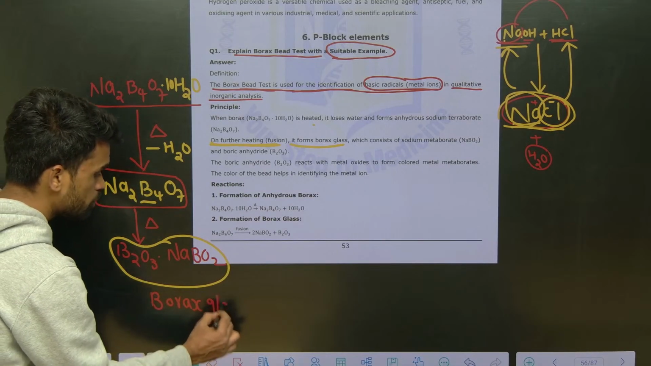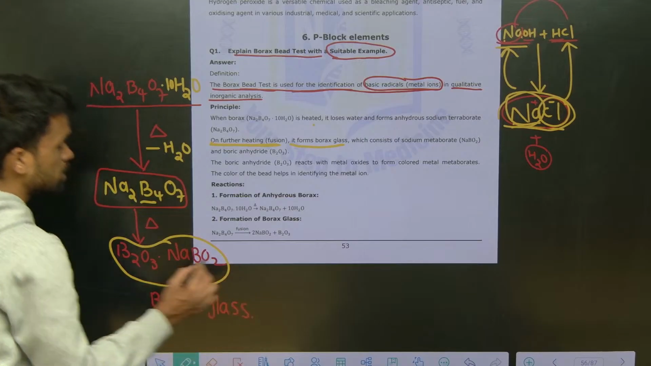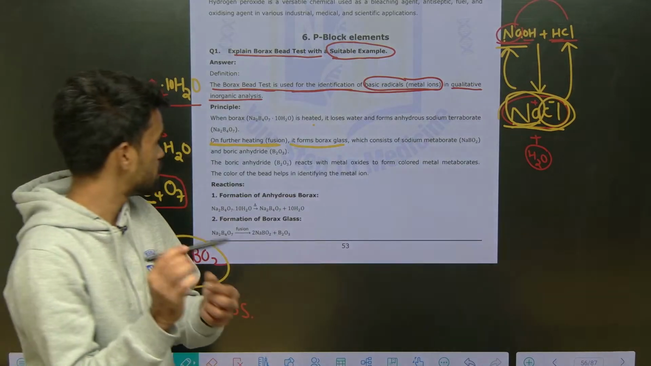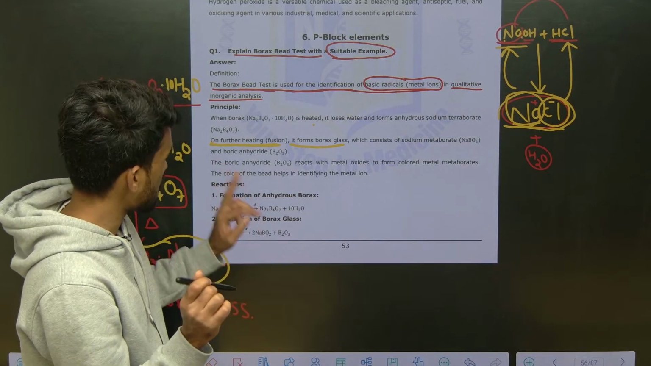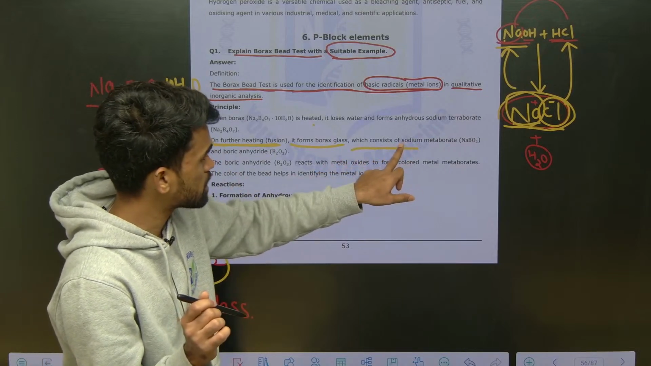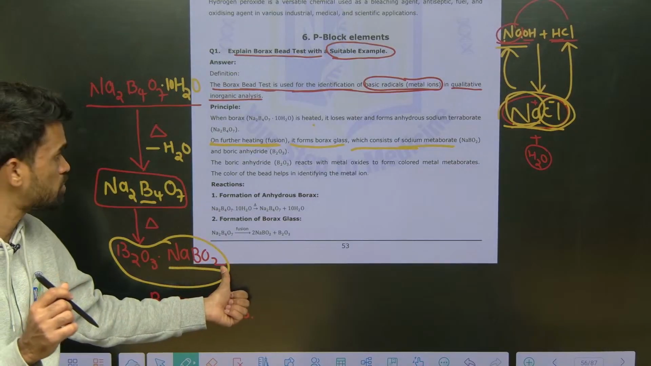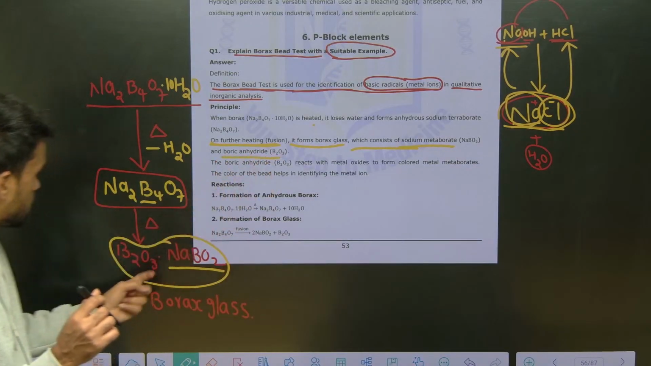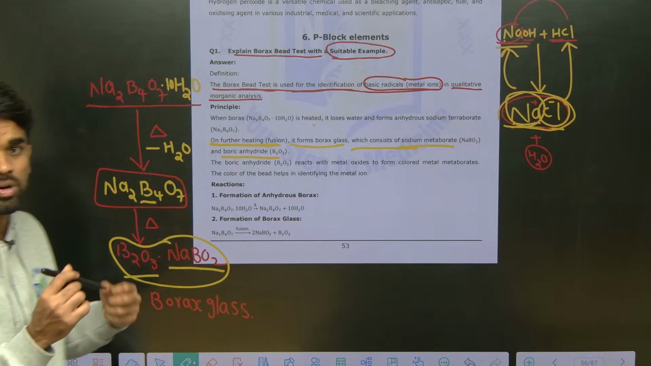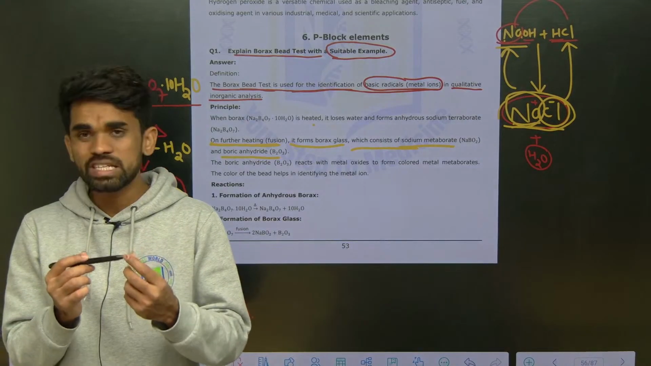I will explain this using this pen. Borax glass consists of sodium metaborate, yes, this part is called sodium metaborate, and boric anhydride. This B2O3 is called boric anhydride. These are the two things it contains.